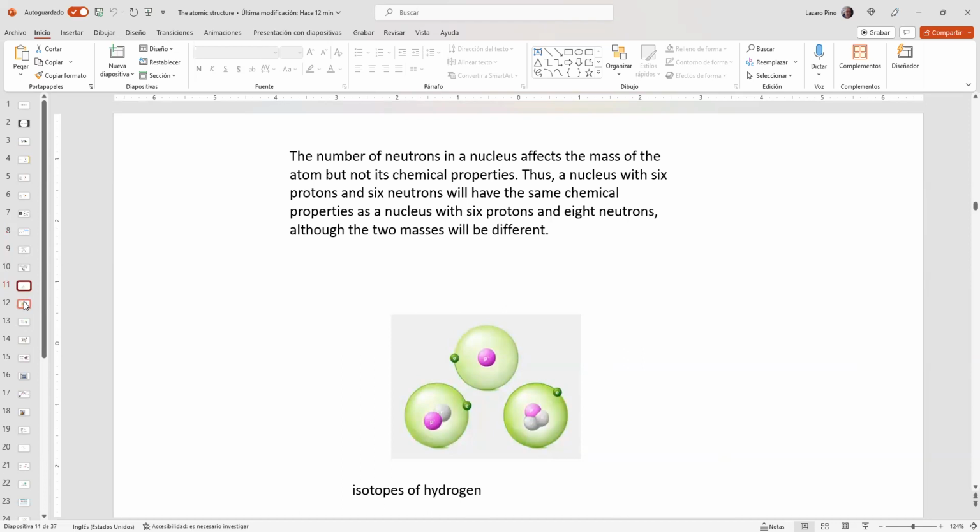That's what we call isotopes. Isotopes are atoms of the same element with different numbers of neutrons, and of course, different atomic mass.